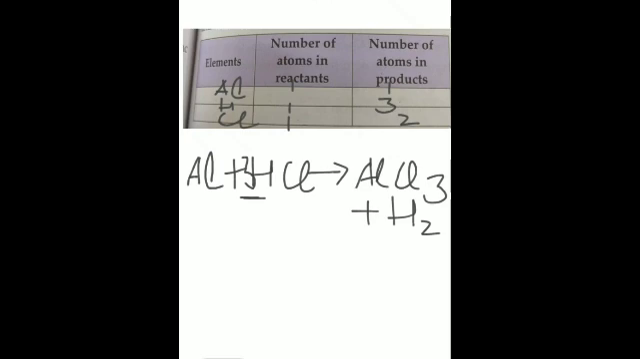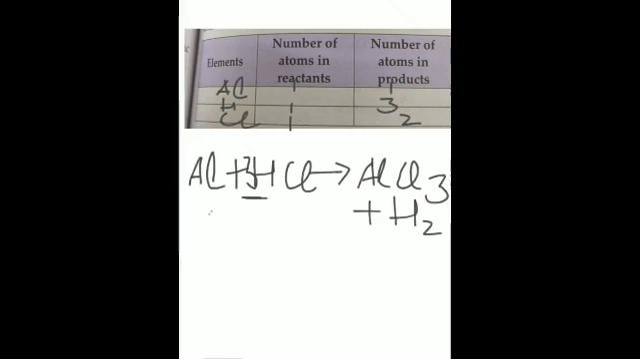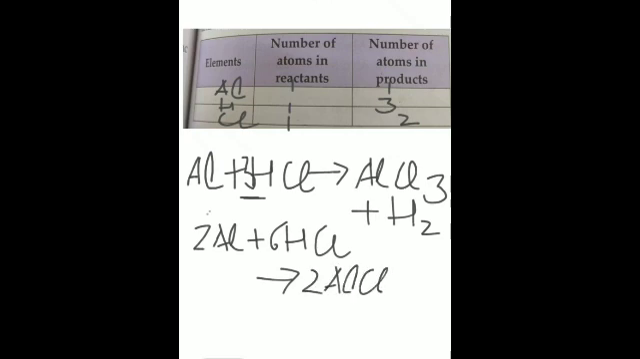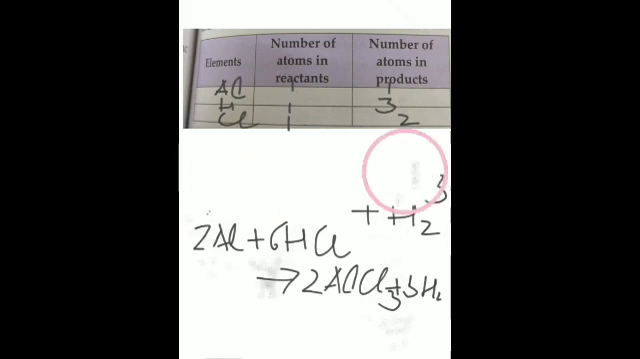This will still keep it unbalanced. So we multiply aluminium by 2 and HCl by 6. What do we get? We get 2 AlCl3 and 3 H2. I'll write it clearly once again.